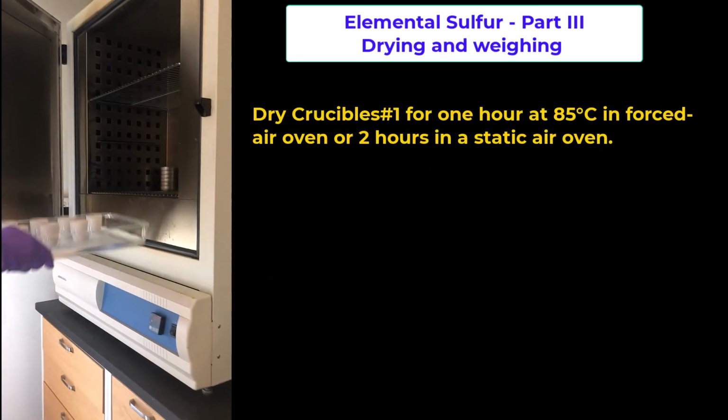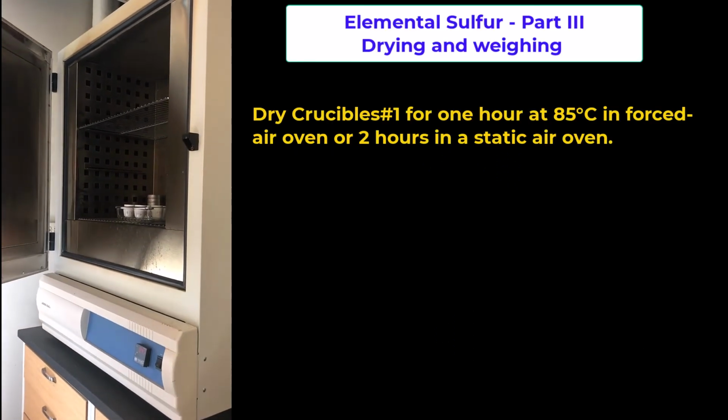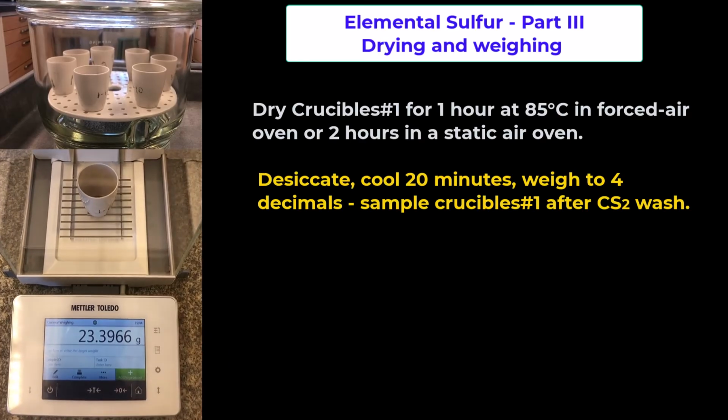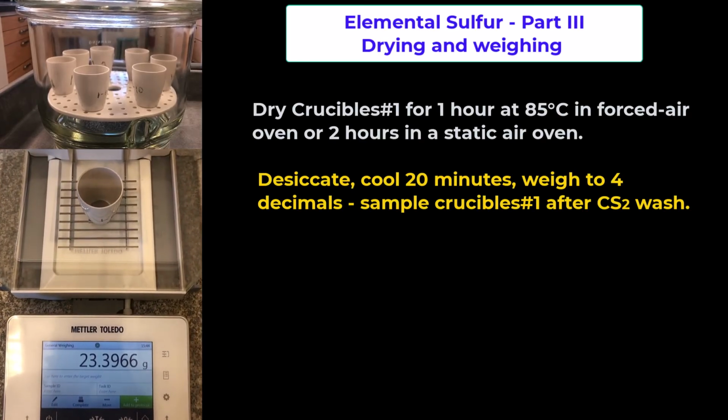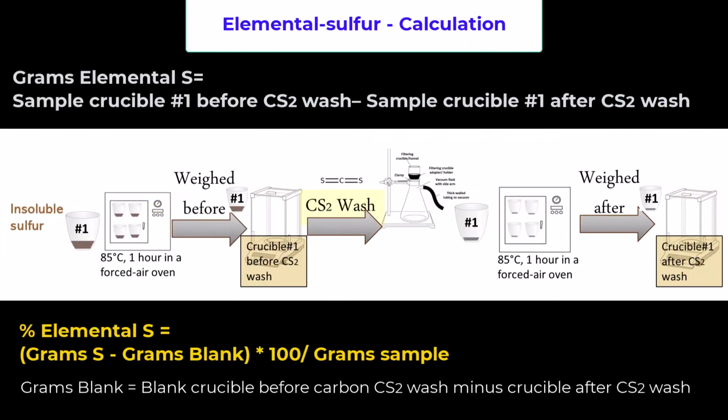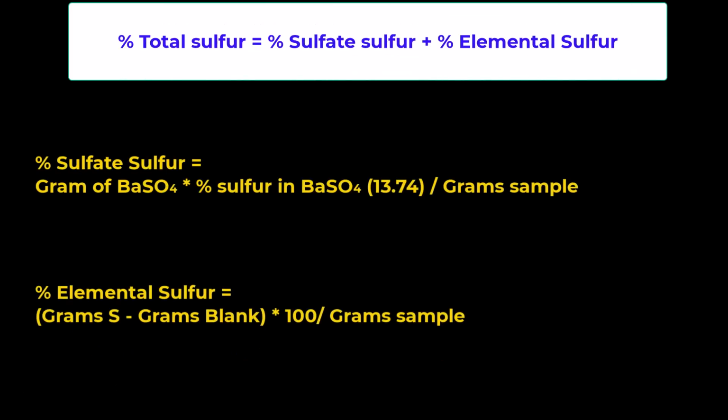Dry crucible number 1 for an hour at 85 degrees C. Cool 20 minutes in a desiccator and weigh to 4 decimals. Calculate the elemental sulfur percentage according to the equation. Total sulfur is equal to sulfate-sulfur plus elemental sulfur.